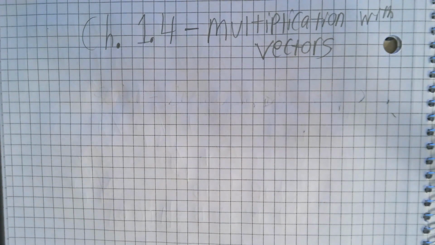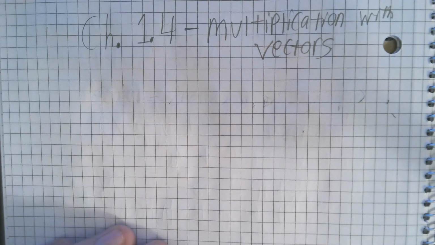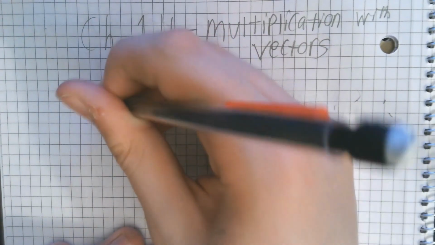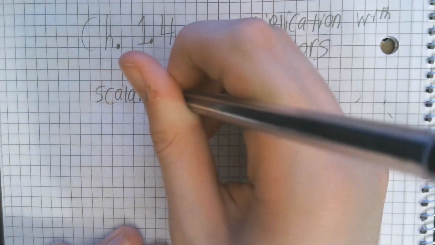Hello everyone. Today I want to be talking about multiplication with vectors. So first I have to introduce an idea that is not a vector, and instead is kind of the opposite, and it's called a scalar.